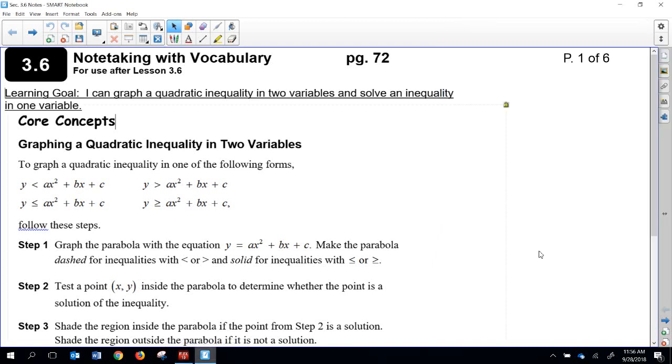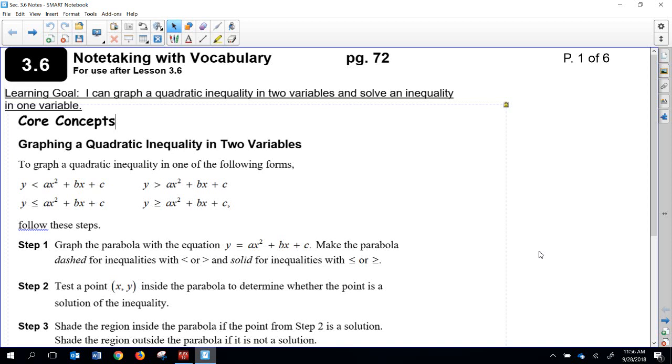Open your student journal to page 72. What we're going to be looking at today are quadratics involving inequalities. So inequalities means that we can have less than, greater than. Okay, so those are two possibilities.